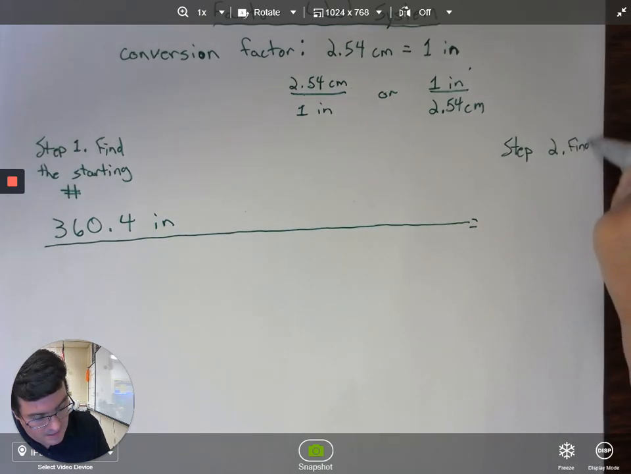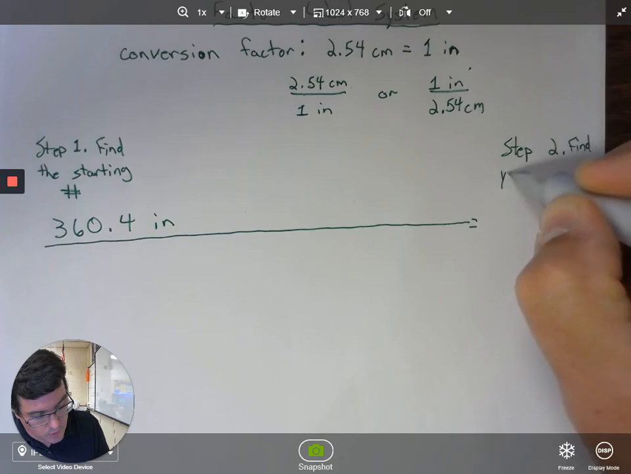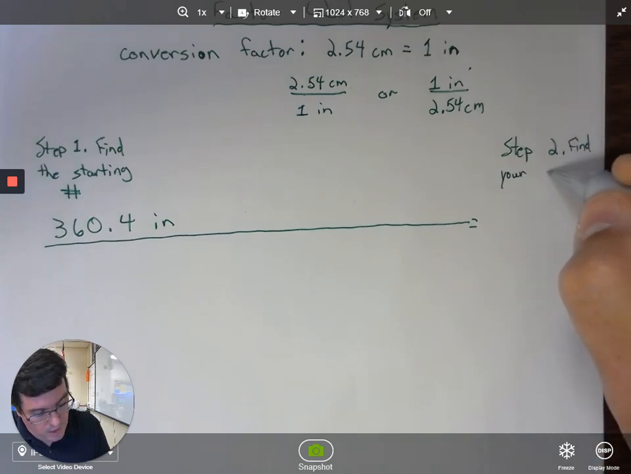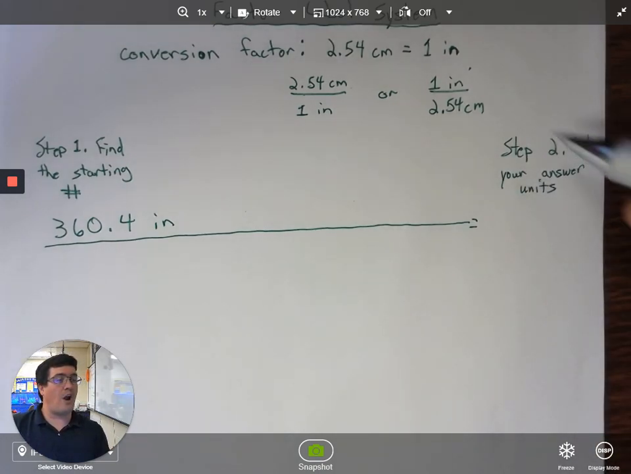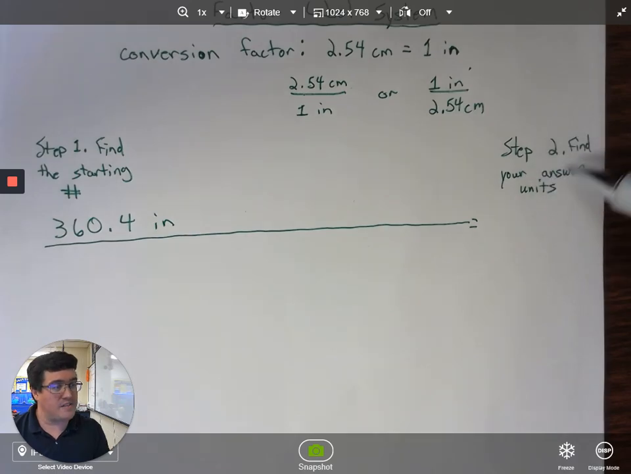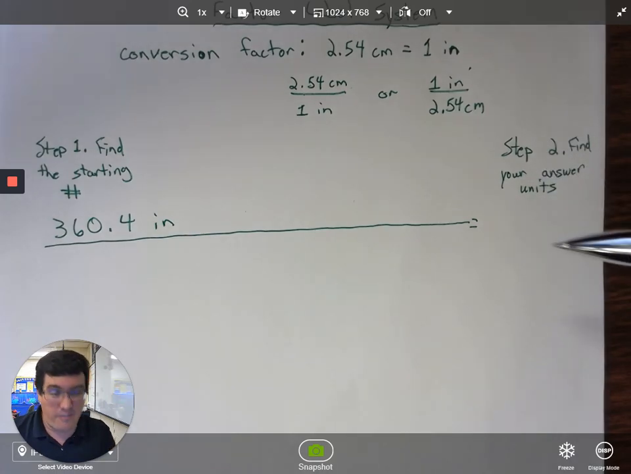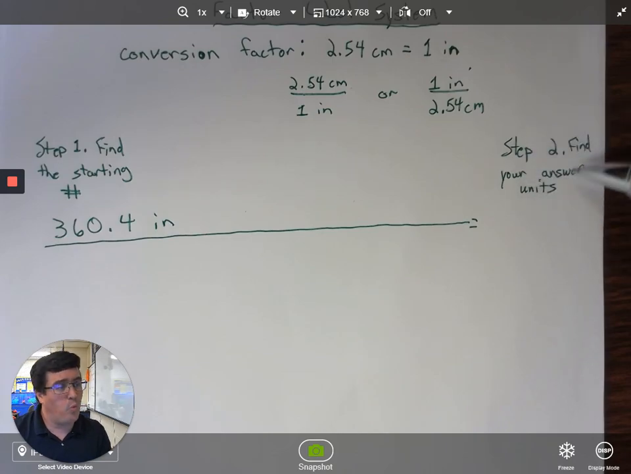Find your answer units. So we need to figure out what units our answer wants to be in. And it's often easy enough to just go back up to the question and figure out what units our answer is supposed to be in.